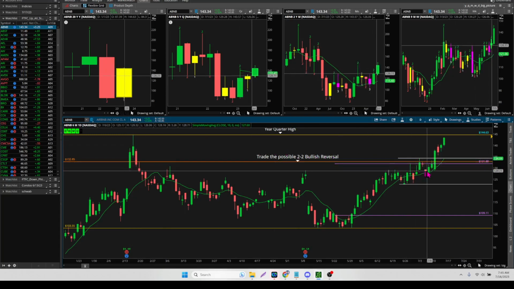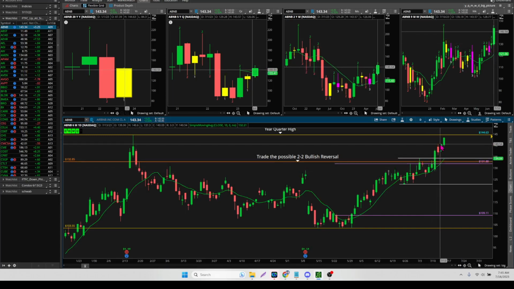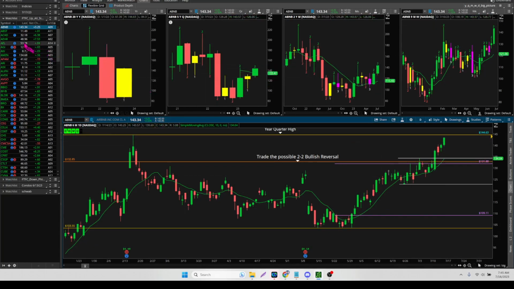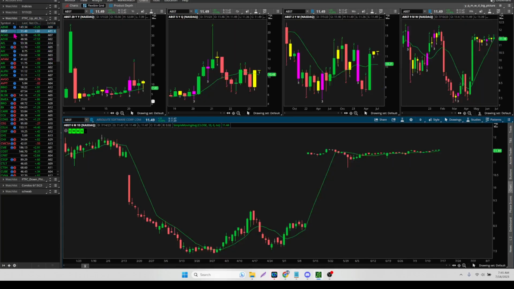Beautiful reversal right here. And as many of you know, I was in this trade, and then I finally took my money right back here. Should have stayed in, but when you're traveling, not so easy sometimes. But it is what it is. Airbnb looks good. I do not chase this.